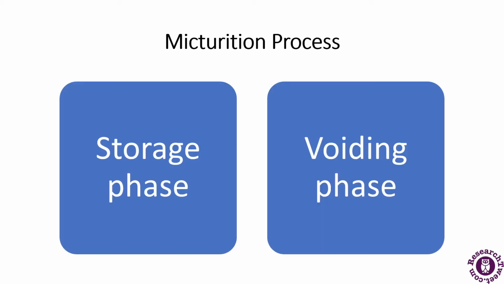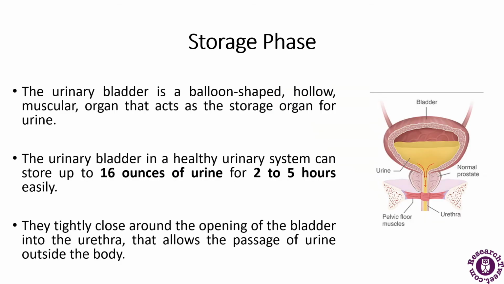Now, I will be discussing the two main processes of micturition, that is the storage phase and the voiding phase. What are these phases? First we will be discussing the storage phase. As you can see in this diagram, there is a urinary bladder which is holding the urine, and there are the pelvic floor muscles, a normal prostate, and a urethra, and the urine is stored.